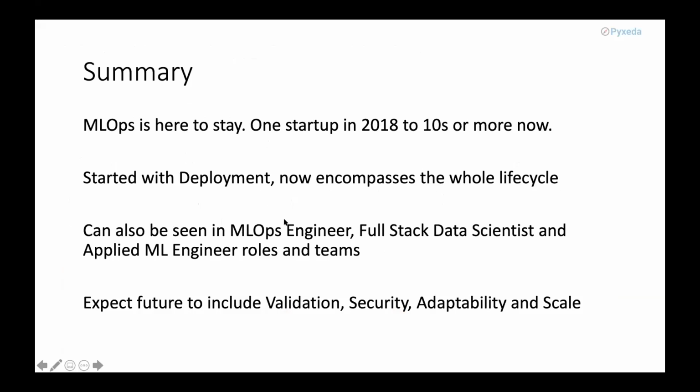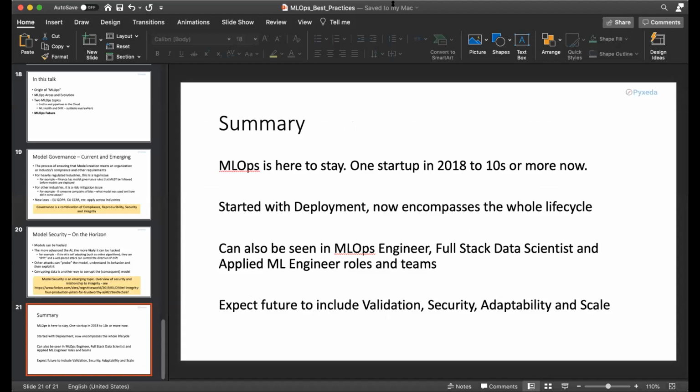Job roles are emerging. You can find jobs now for MLOps engineer, full stack data scientist, applied ML engineer, and so forth. And if you look at the people who are the most advanced in their deployments and who have more models in production, they worry about validation, security, adaptability, and scale. So hopefully that was helpful. I can now take a few questions.